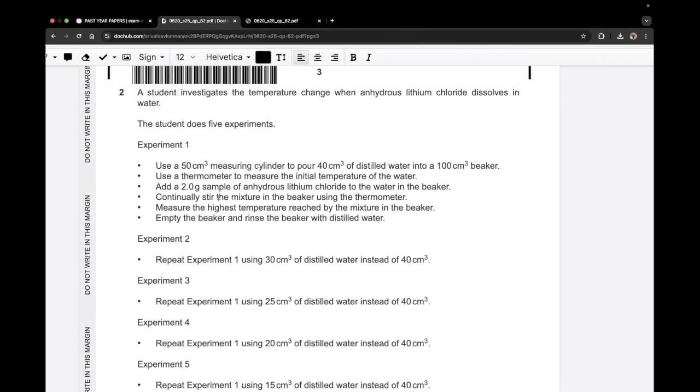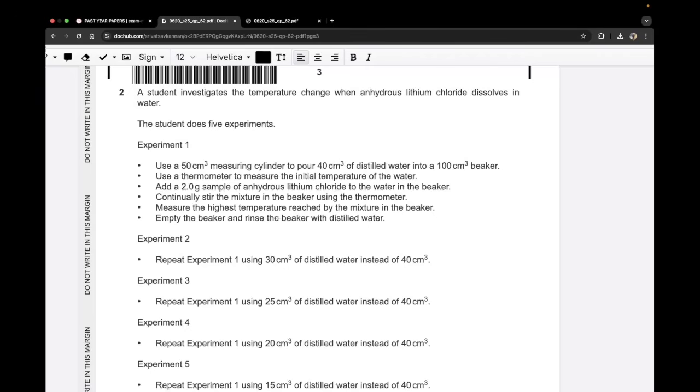Dissolves in water. So 50 centimeter cube measuring cylinder to pour 40 centimeter cube distilled water into a 100 centimeter cube beaker. So they're pouring this distilled water into it. It's maintained at 40 centimeter cube. And the thermometer to record the highest temperature. Okay, so this is a relatively straightforward experiment, right?